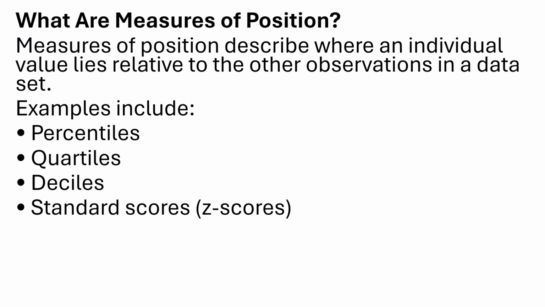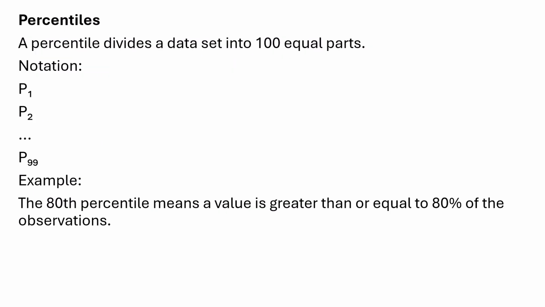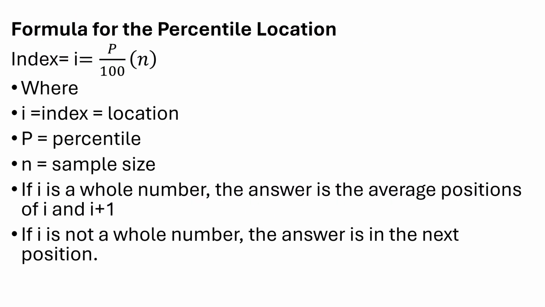Percentiles are one of the most commonly used measures of position. If a student scores at the 80th percentile, that student performed as well as or better than 80% of all students. To locate a percentile, we first compute its position using this formula. Once the location is found, we determine whether interpolation is needed between two observations.